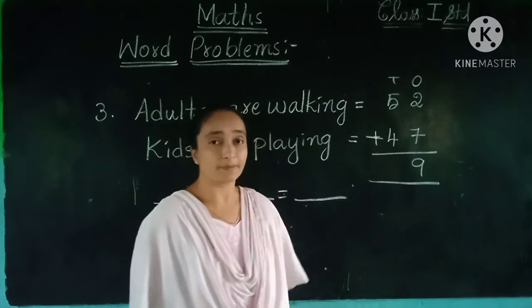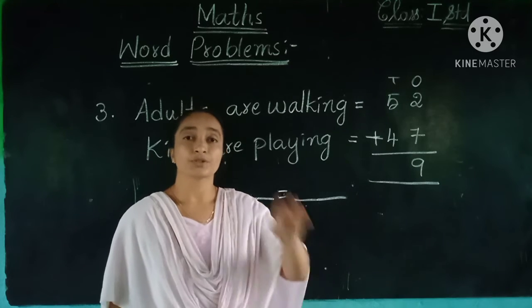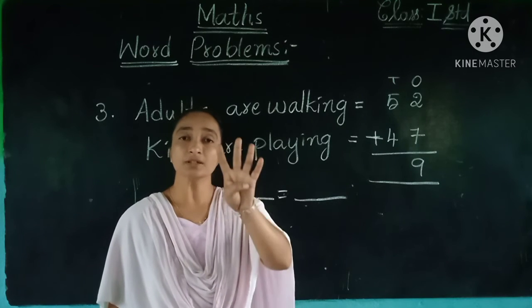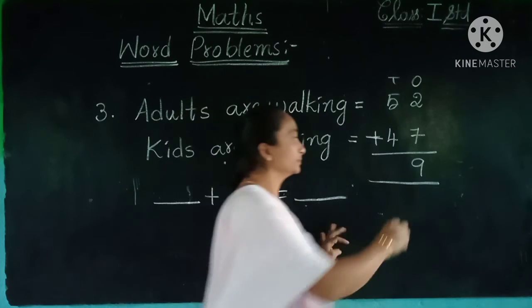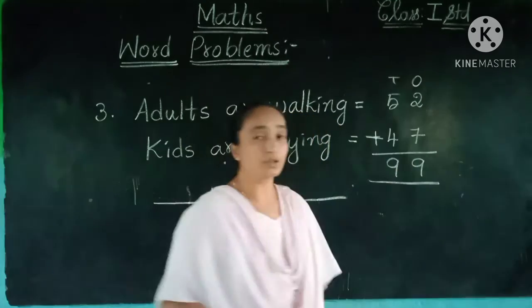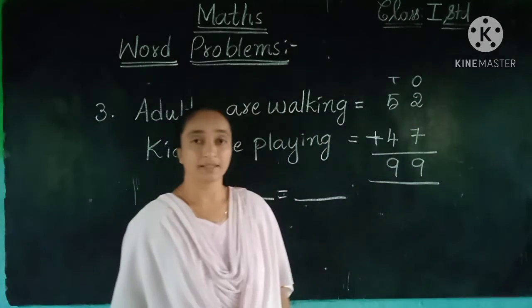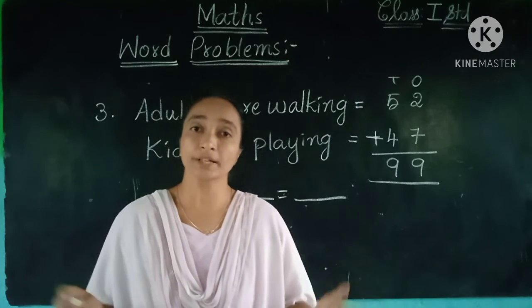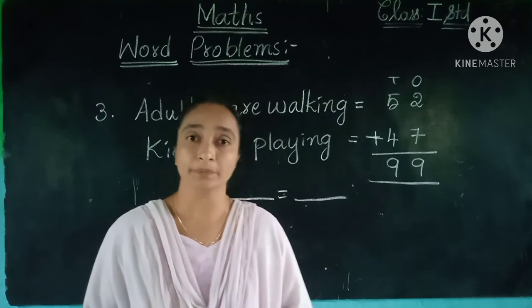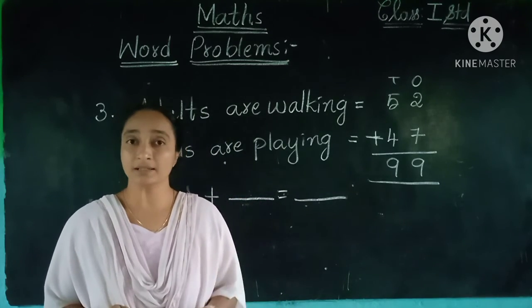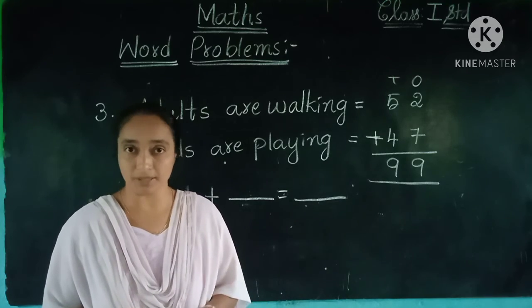Now let us see the tens place. 5 plus 4. So take 4 fingers, 5 after, 6, 7, 8, 9. Here also 9 tens. 9 tens, 9 ones. That means totally all together there are 99 people. So adults, the kids, all together 99 members are there.